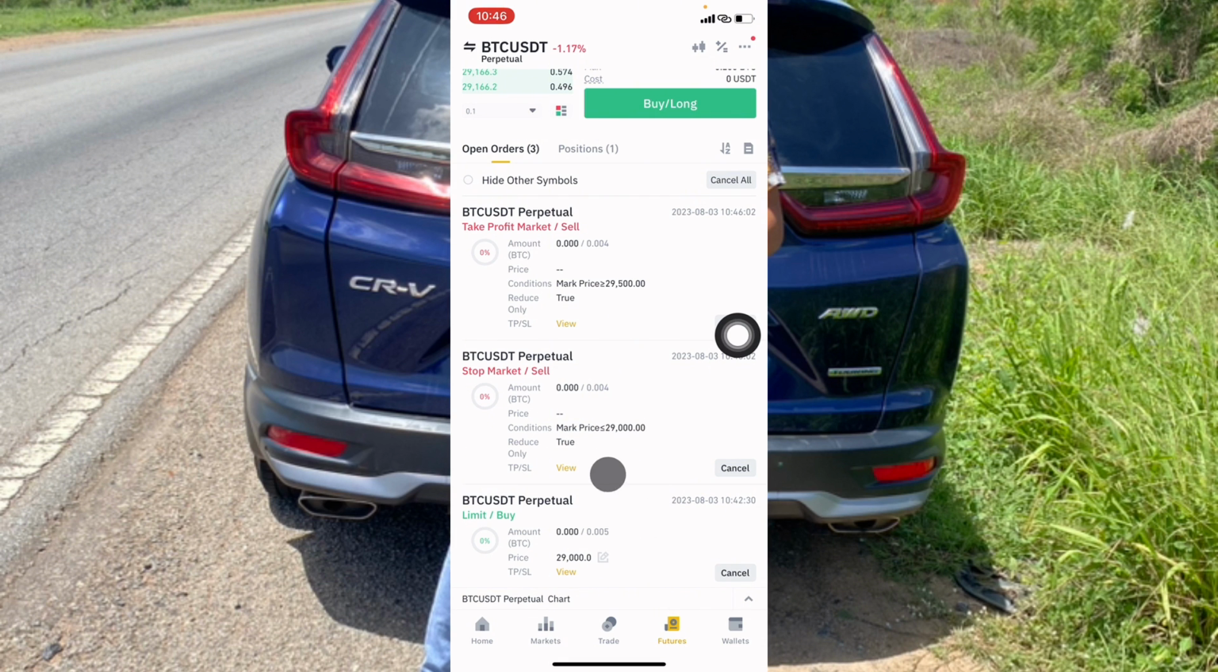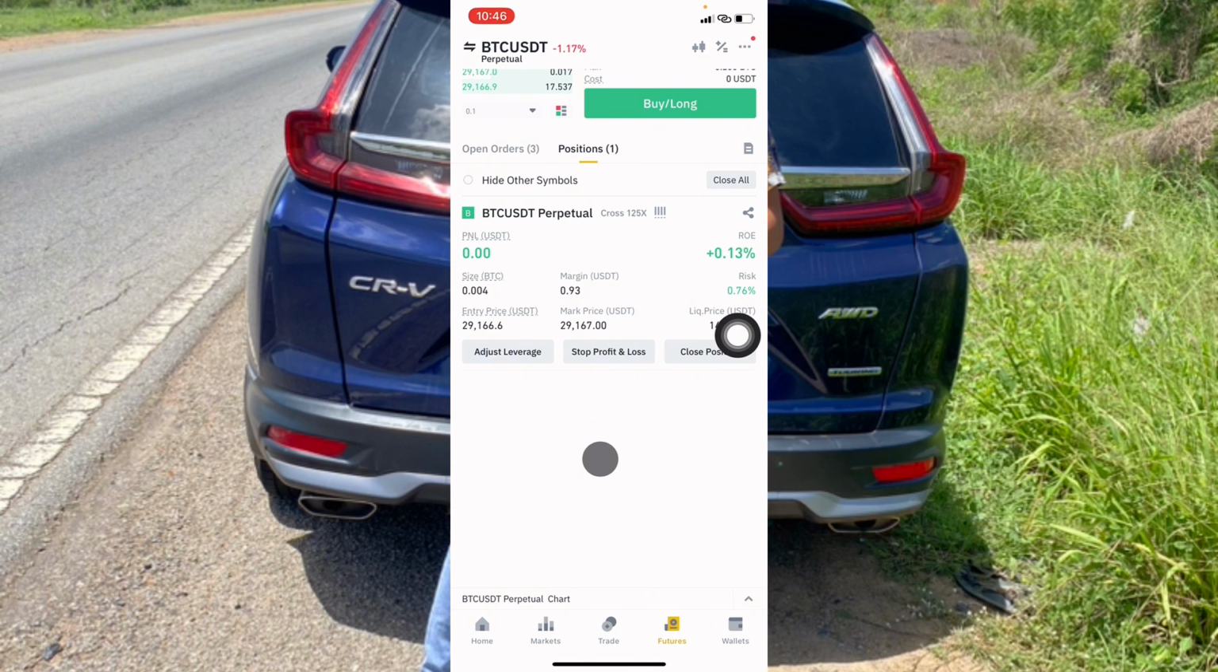If Bitcoin falls to 29,000, the position is going to close automatically, and if Bitcoin rises to 29,500, the position is going to close automatically again. Then we have BTC USDT perpetual cross margin 125x. The P&L determines how much you are currently making on the trade. So that means I've made 0.02 cents from this trade with an ROE of 2.5.